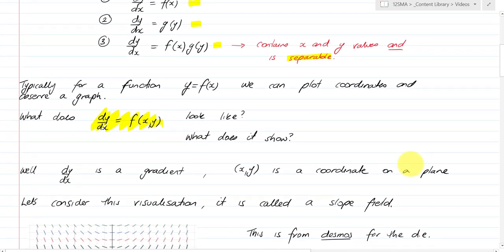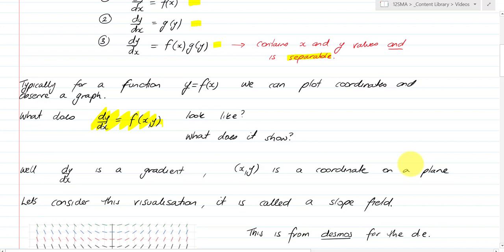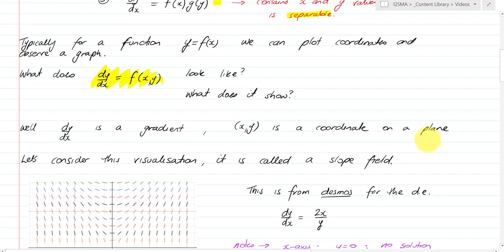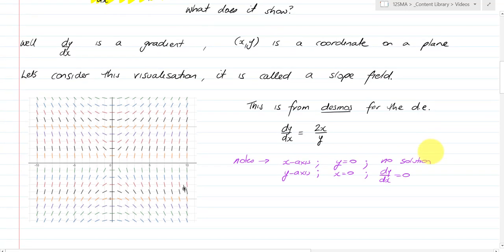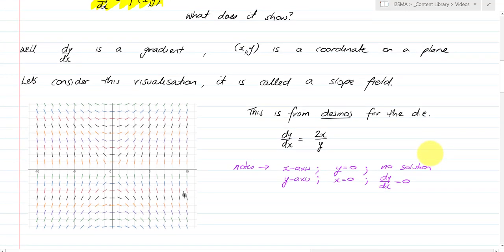So dy/dx is a gradient. x and y is a coordinate on the plane. So here's a slope field, and this has come straight off Desmos. There is a program on Desmos, or somebody's written up a program to help you represent slope fields. It's worth playing around with. So given that dy/dx is a gradient, if we know a coordinate x and y, then we can find dy/dx at that point.